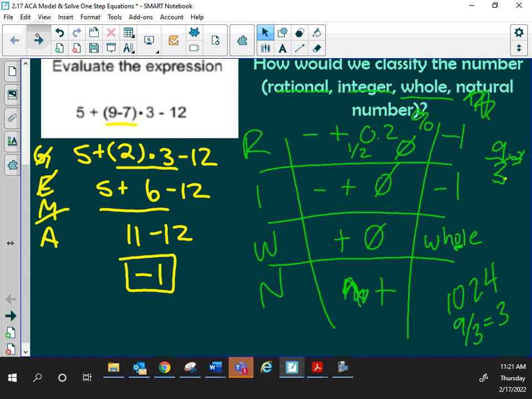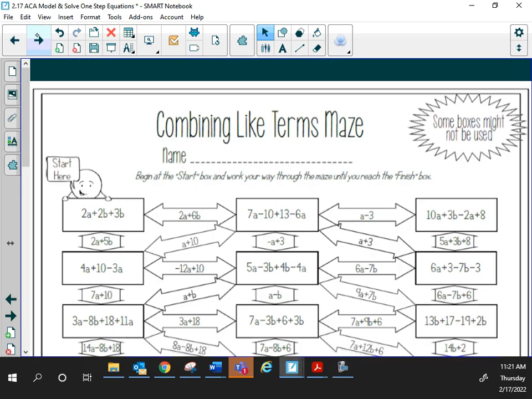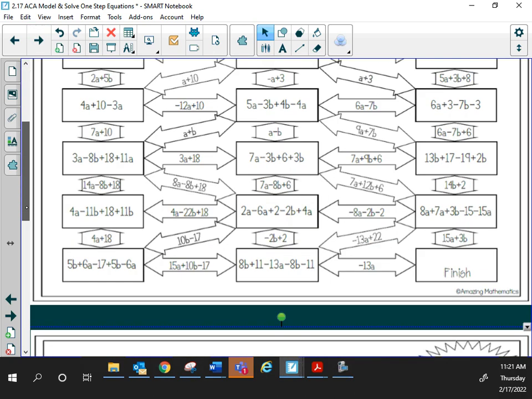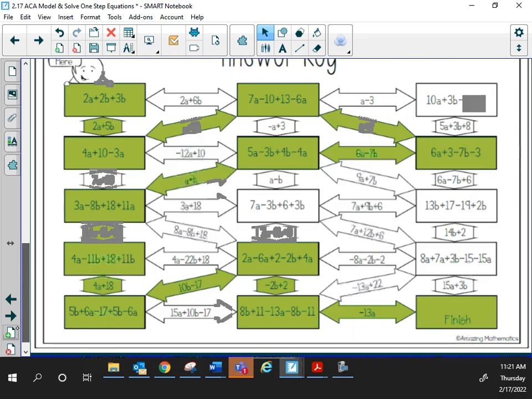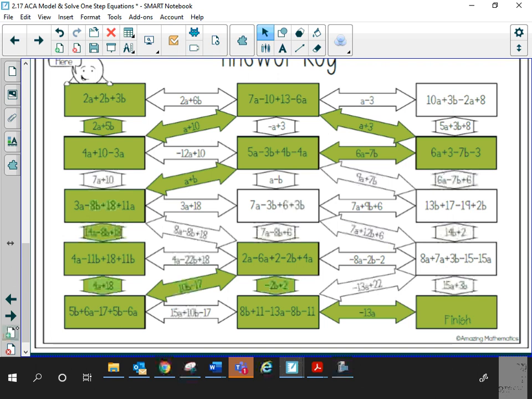All righty, that maze from yesterday, here was the key. I'm glad several people were at tutorials, asking questions, getting it checked. Were there any problems you needed me to do? Oh, you didn't do it.